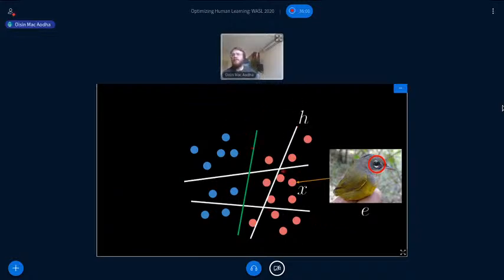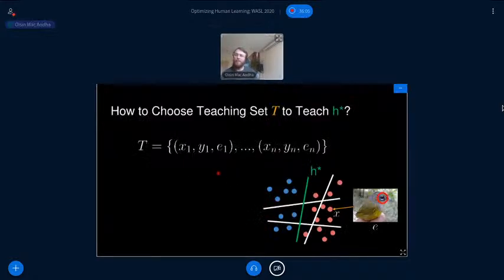Okay, so hypothesis H, teaching instances X, and explanations E. The teacher's goal is to generate a teaching set of examples that's going to best elicit that target hypothesis of the learner. Each entry in the sequence of teaching examples is the image, the associated class label, and the explanation. And again, all of these things are available offline. We're not going to necessarily generate these things online.